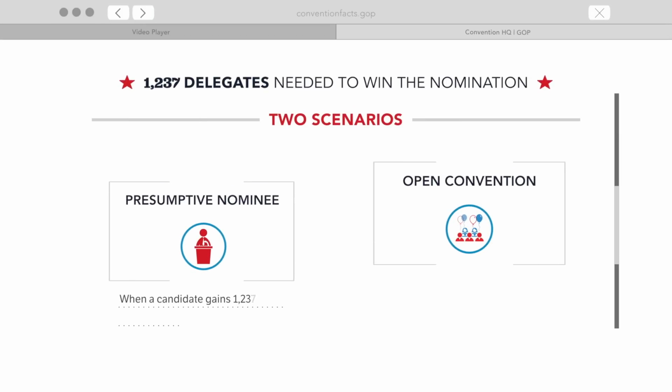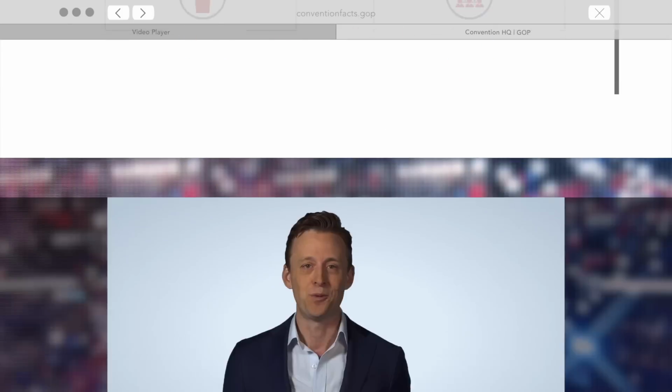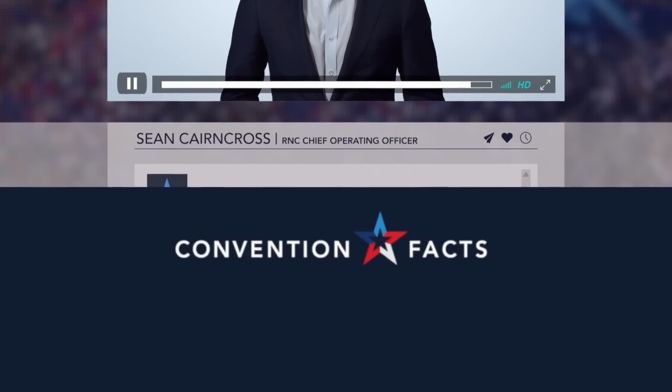The first is called having a presumptive nominee. That's when a candidate gains 1,237 delegates before the convention. The second is having an open convention. In the past, it's been called brokered, contested, whatever. What it actually is, is open. All right, let's quickly go through both scenarios.